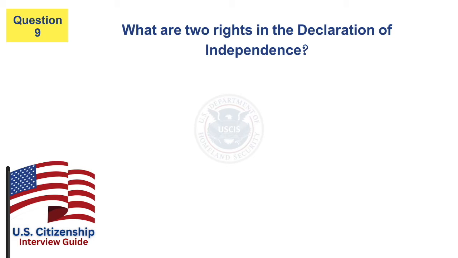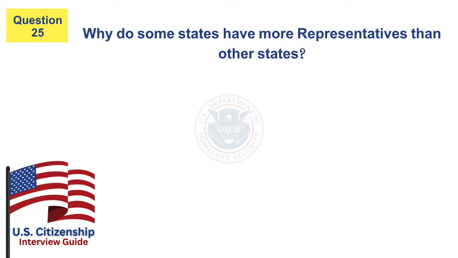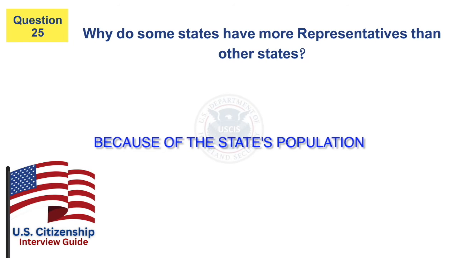What are two rights in the Declaration of Independence? Life, liberty. Why do some states have more representatives than other states? Because of the state's population.